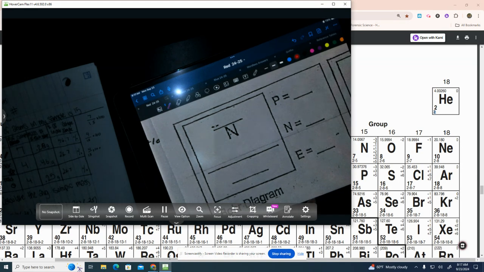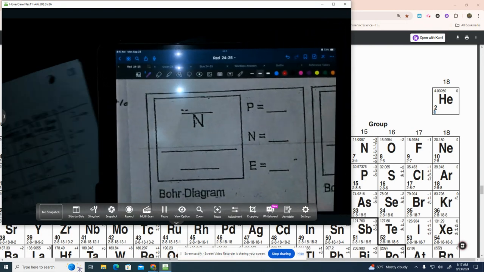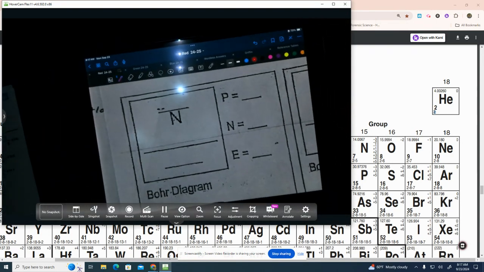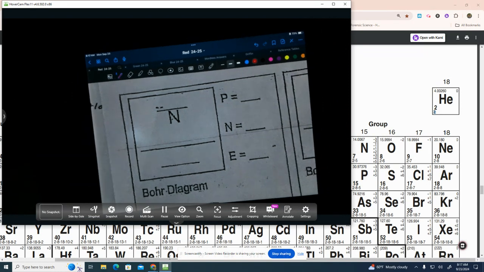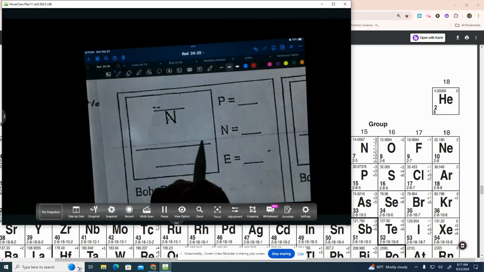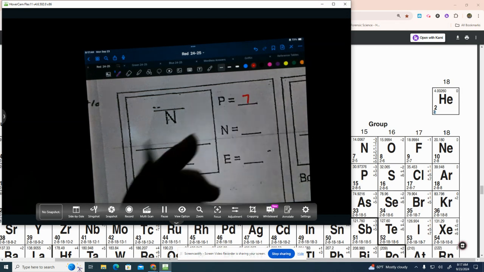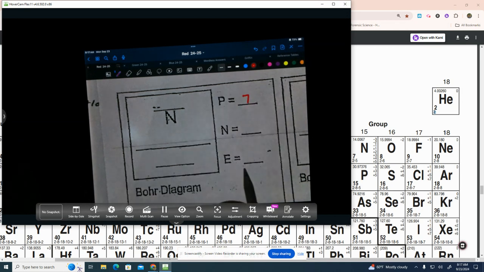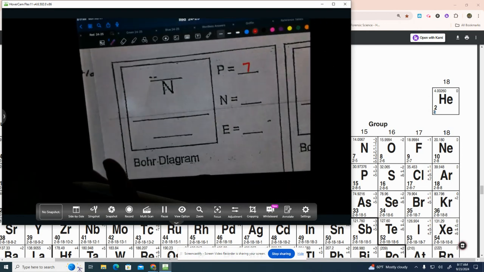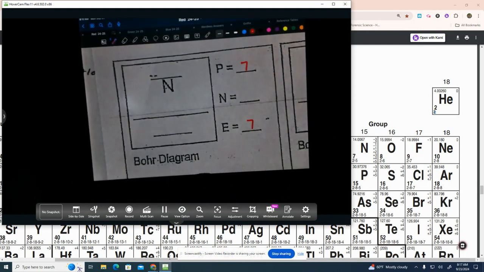All right. Let's look at this one that says nitrogen. How many protons does nitrogen have? 7. That's a big 7. It has 7. Okay. How many electrons? Let's skip neutrons for a second. How many electrons is it going to have? 7, because it's an atom, right? We didn't deal with ions yet. We're just starting to work on that.